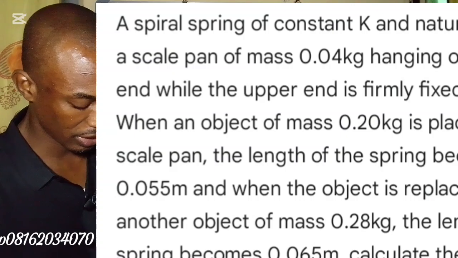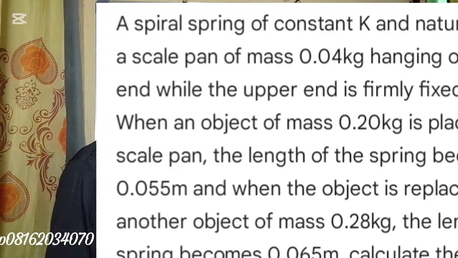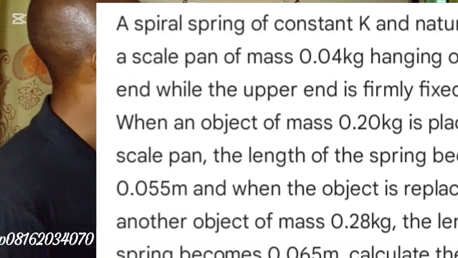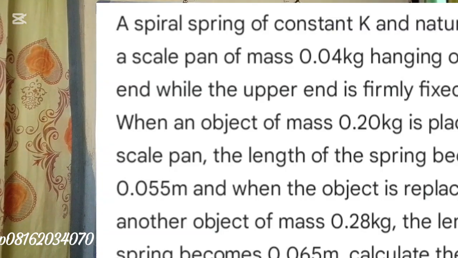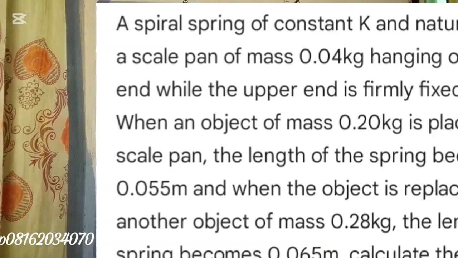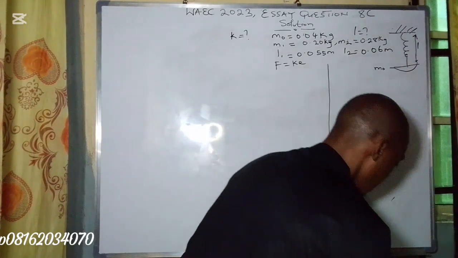Calculate the values of K and what? L. I think L should be the natural length and K should be the force constant. So we have the length here, and the length L2 should be 0.06 meters. So we'll have to start solving. Let me have my calculator and then I proceed with the solution.